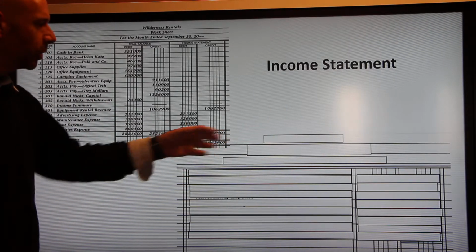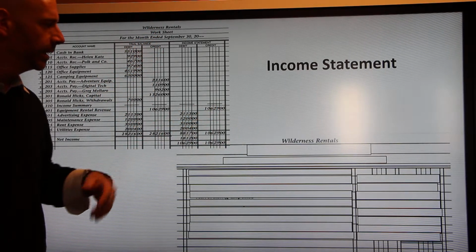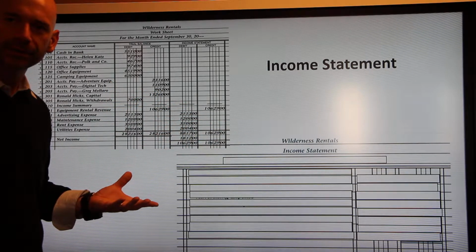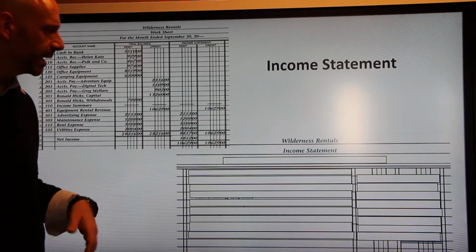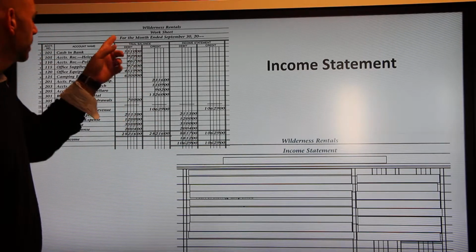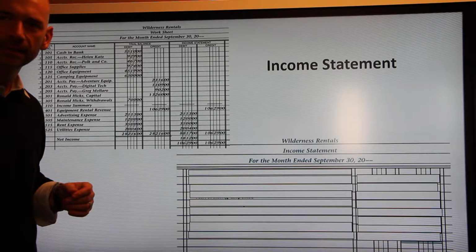Who, what, and when. What's the name of the company? In this case, it's the same. It's always the same as it's on the worksheet. So Wilderness Rentals would be the name of it. In this case, this form that we're putting together is not a worksheet anymore. This is an income statement, and the time period that it covers is going to be the same that's on the worksheet. So it's for the month ending September 30th, 2018 as it is right now.